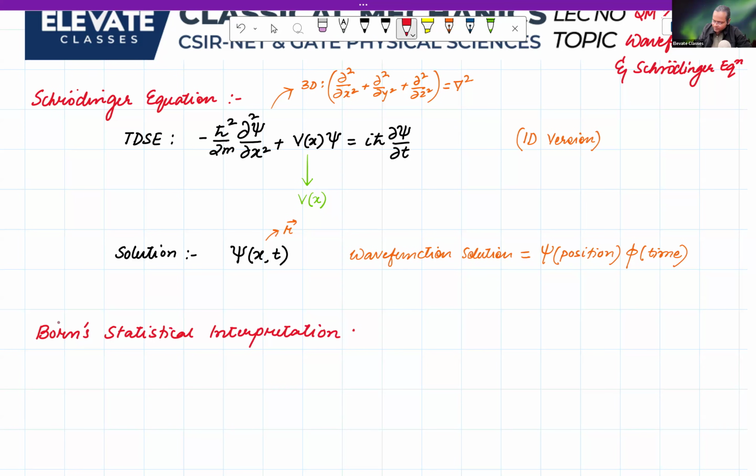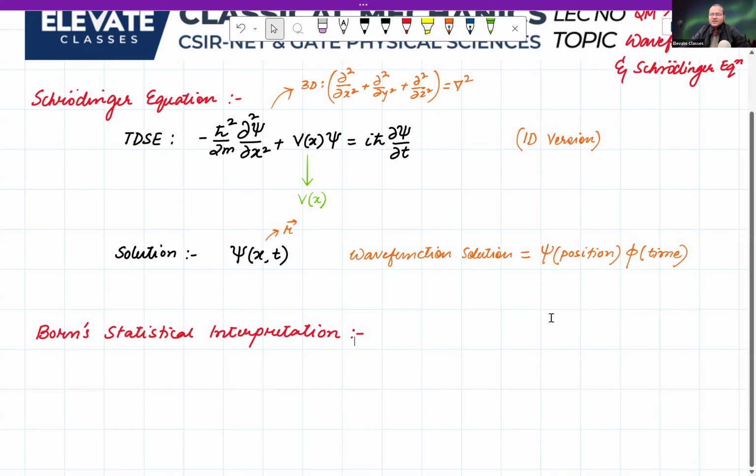So Born's statistical interpretation is an addition to the Schrodinger equation. It does not follow as a result of the Schrodinger equation, because the Schrodinger equation doesn't tell us what the wave function is. The Schrodinger equation simply gives us a mathematical solution, which is the wave function. At max, it can tell us the evolution of the wave function with respect to time. But it doesn't tell us how to interpret this wave function solution.